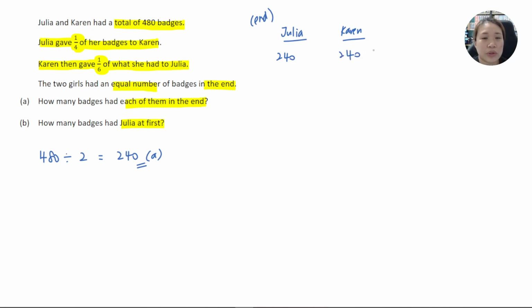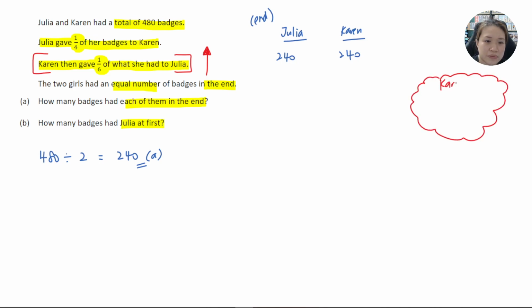Okay, so now we got to think backwards. We got to think in reverse. We look at this transaction here first. We start from the end. We are working backwards from the end. We will do what happened last first. So now it says here that Karen gave 1/6 of what she had to Julia. Now I'm going to draw something I call the thought process here.